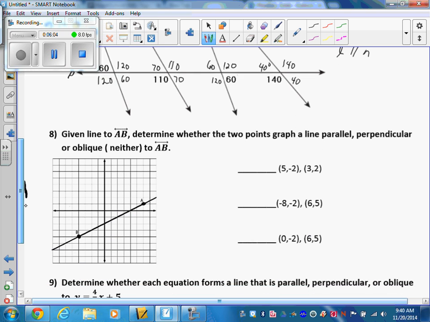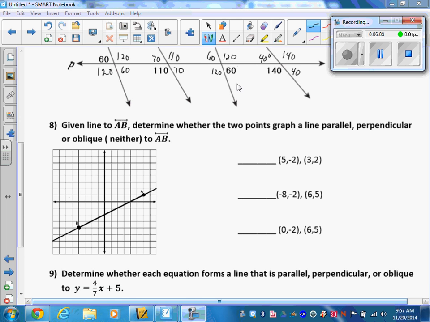Okay, we'll try and get, I think our bell's getting ready to ring. Okay, question number 8.